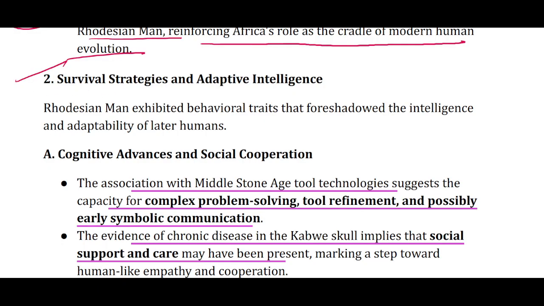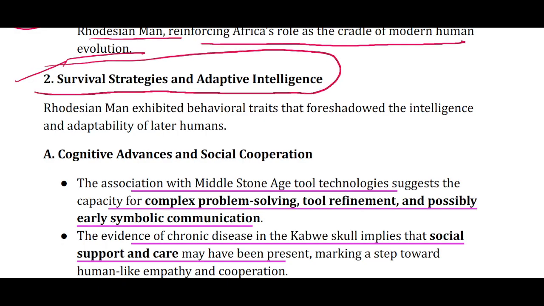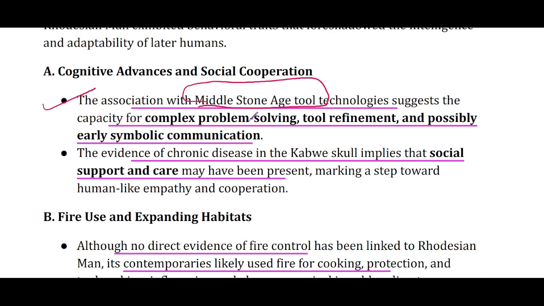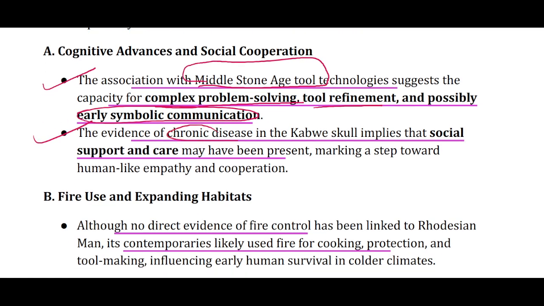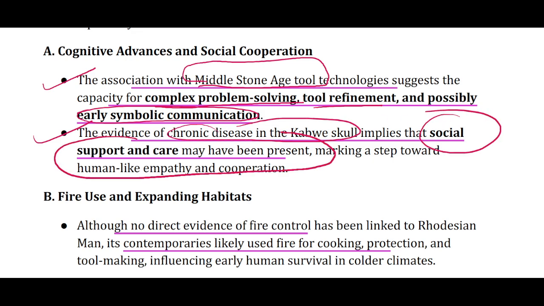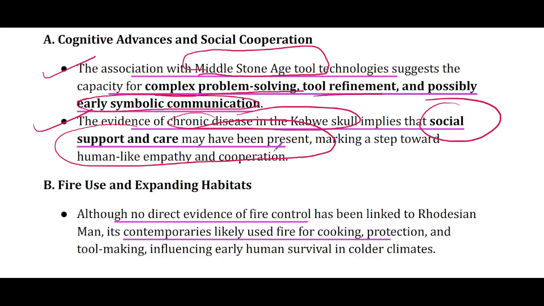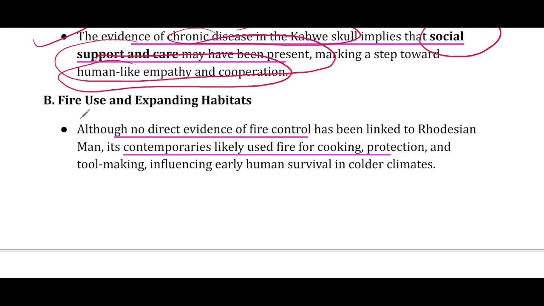Now, as for survival strategy and adaptive intelligence, the association of Middle Stone Age tool technology suggests complex problem solving, tool refinement, and possibly early symbolic communication. And the evidence of chronic disease in the Kabwe skull implies the social support and care that may have been present, marking the gradual evolution towards human-like empathy and cooperation.